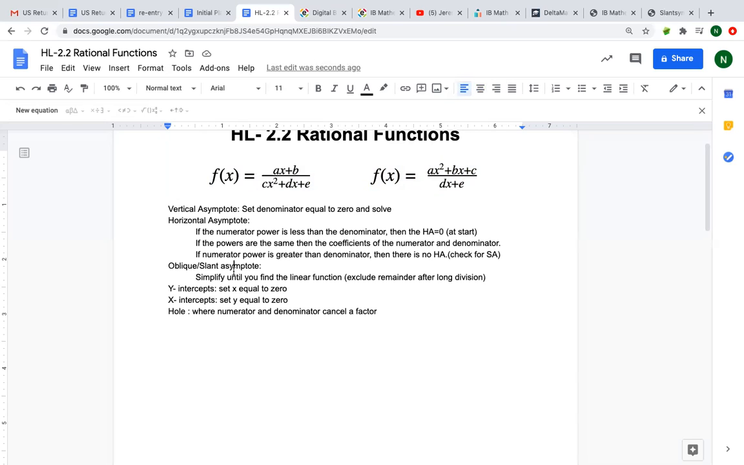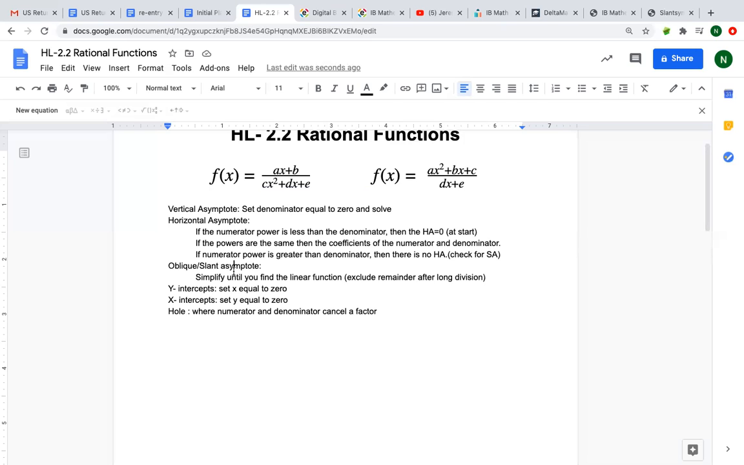IB uses both of these words. I probably use slant a lot more often, but all you have to do is simplify until you have a linear function. So the way you do this is by using long division and excluding the remainder. Now, you should have learned how to divide, how to do polynomial long division, but in case you forgot, I added it to the Delta Math for you to work on as well.